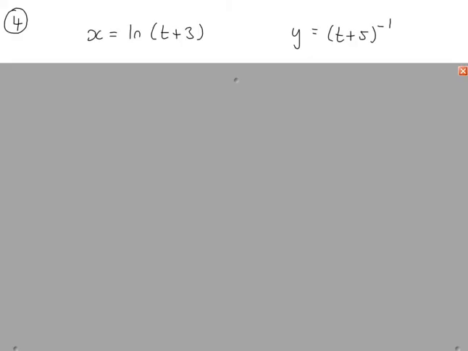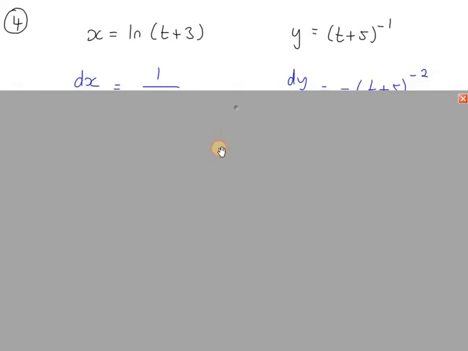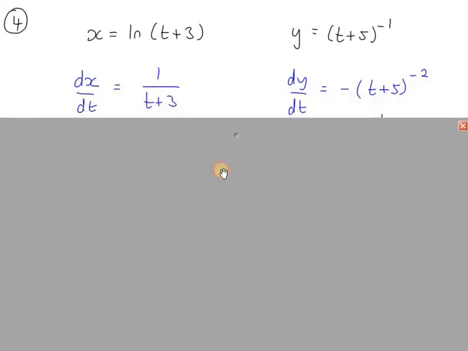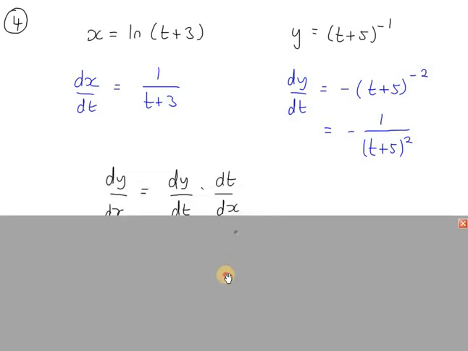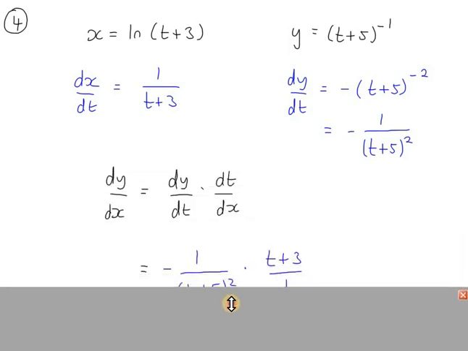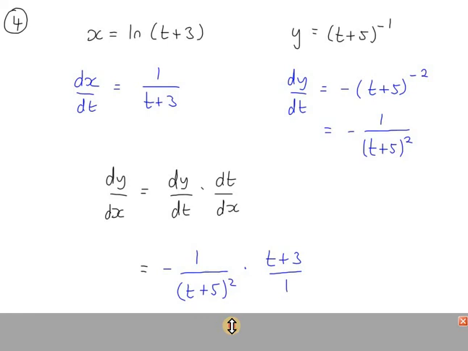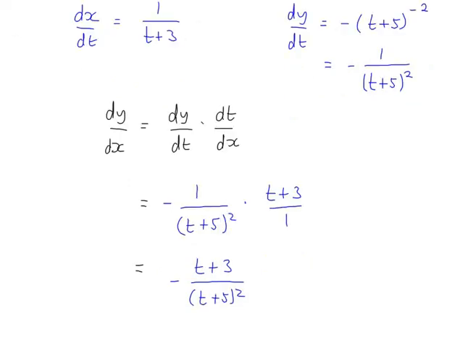Example 4, we have some parametric equations. Differentiate, chain rule, dy by dx, and then simplify.